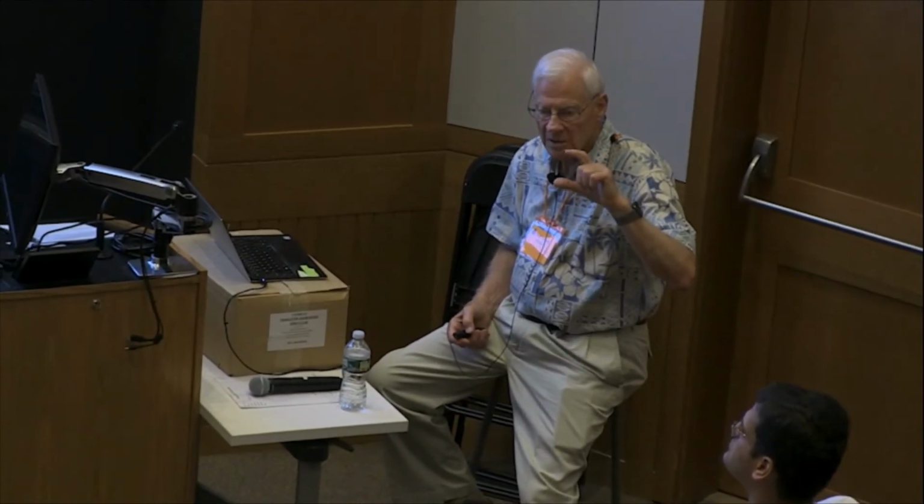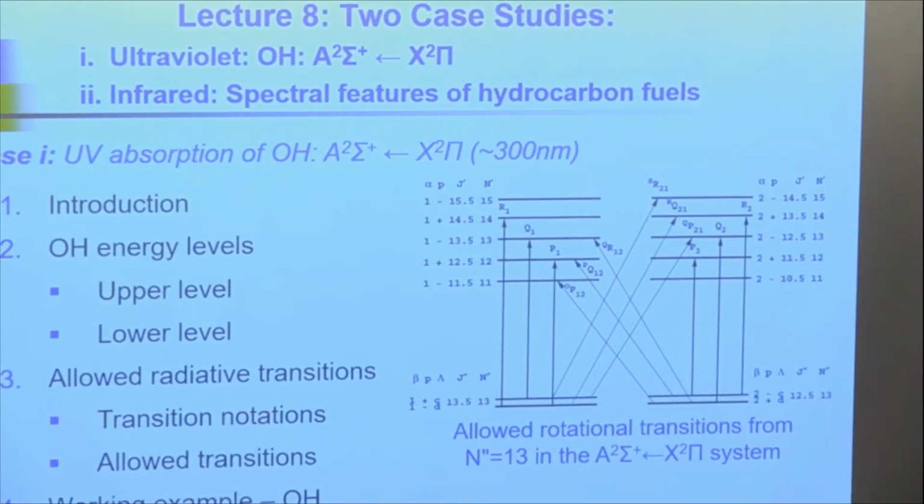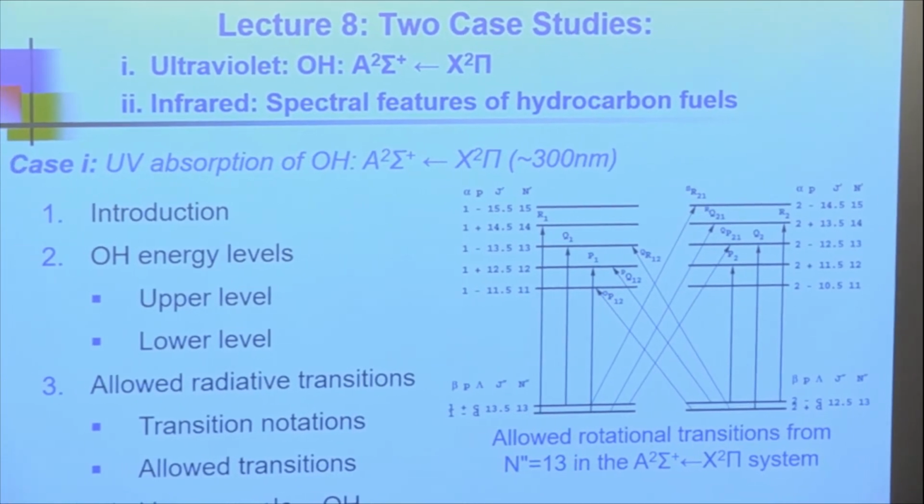And now what have we learned? We've learned that OH, and this would be in the X 2 pi to A 2 sigma transition, that's the strongest OH transition, the strongest electronic transition. And it's about 300 nanometers of light in the ultraviolet. And so I'm going to just hit the high points.